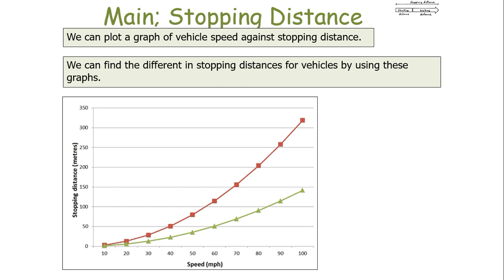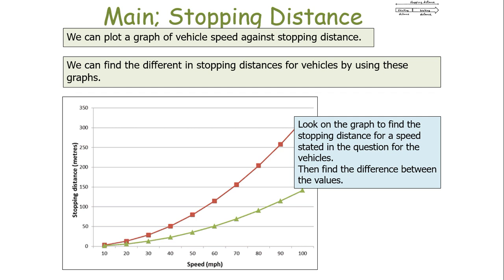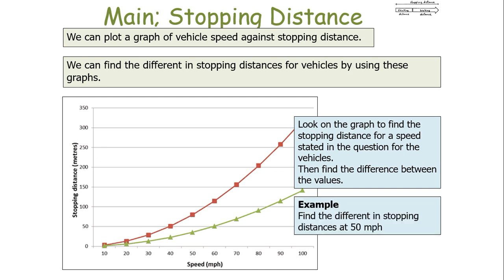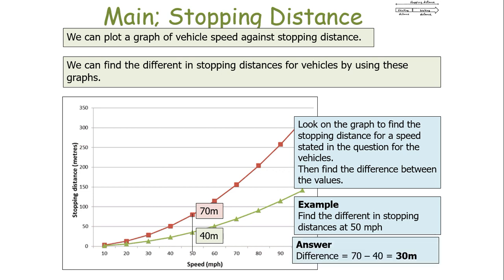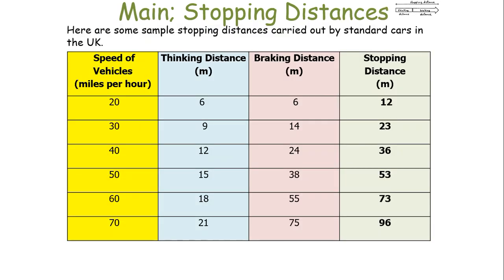Now, we can actually find the difference in stopping distances for vehicles by using these graphs. How to do this is you look on the graph to find the stopping distance for a speed stated in the question for the vehicles, then you find the difference between the values. So for example, a question might ask you to find the difference in stopping distances at 50 miles an hour. So what you do is you go onto your graph and you find your different stopping distances for each vehicle. So one is at 40 meters, one's at 70 meters, so therefore your difference in stopping distances is 30 meters.